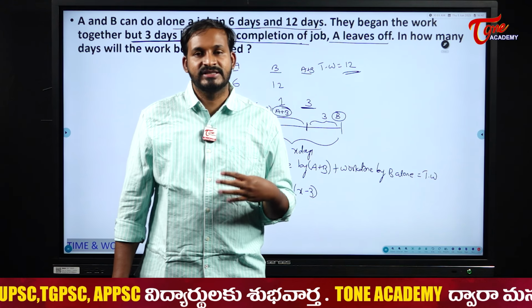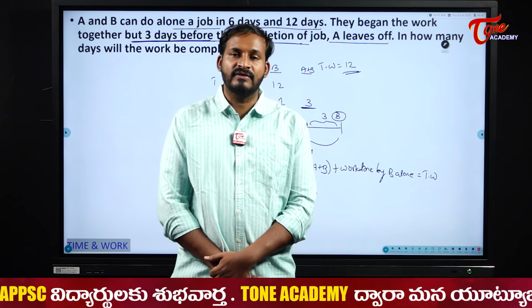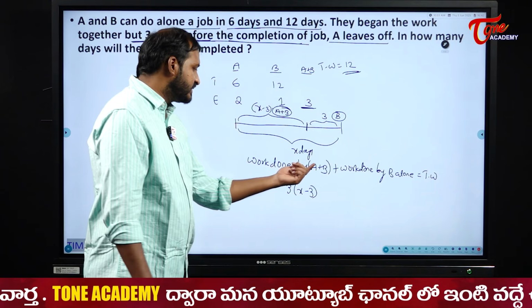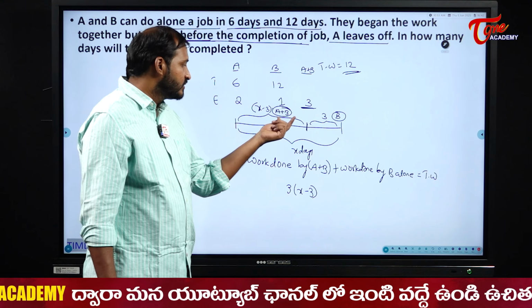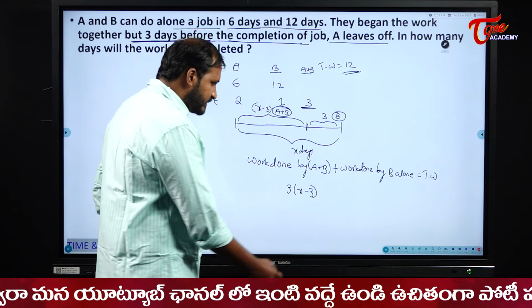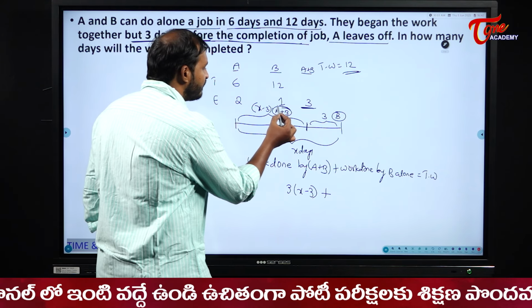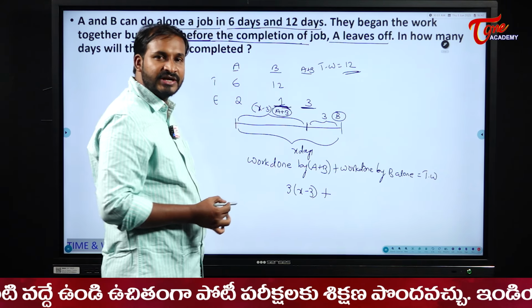3 work. If I say in 5 days they can do how much work? 15 work, right? What you will do? 3 into 5. Similarly here also, X minus 3 days A and B worked together. So, X minus 3 into 3, plus B alone worked for how many days? 3 days. And what is the efficiency of B here, students? We calculated. Efficiency of B is 1.